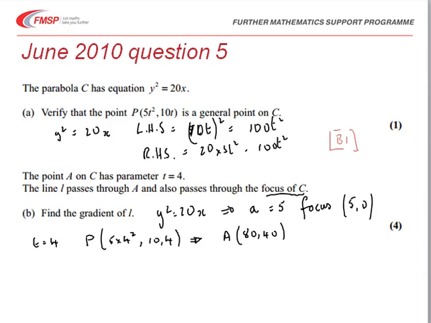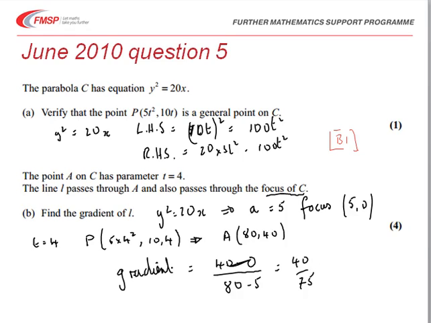You're asked to find the gradient of the line that passes through these 2 points. So in other words, we're just now calculating the gradient of the line from (5, 0) to (80, 40). So that's the difference in the y values, which is 40 minus 0, divided by the difference in the x values, 80 minus 5. So it's equal to 40 divided by 75.